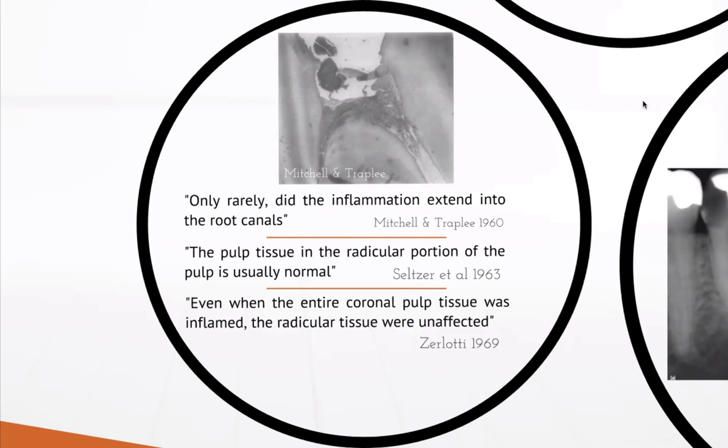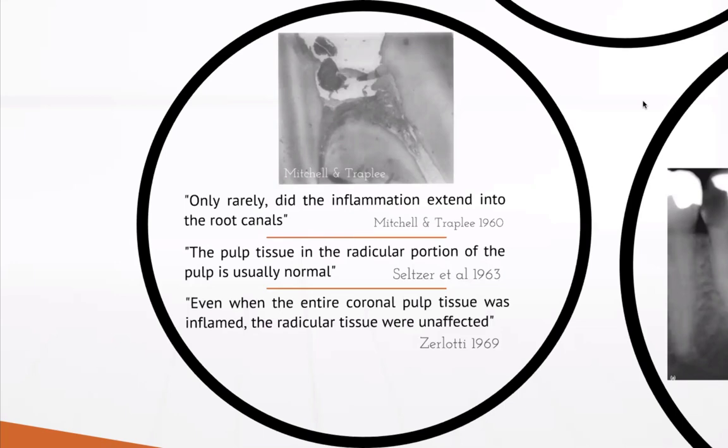If you see any slide of deep caries, you're going to see that the site of infection has a lot of inflammatory cells. The rest of the pulp is fine. And that is not new. Mitchell found that only rarely did the inflammation extend into the root canals. Seltzer also commented that the pulp tissue in the radicular portion of the pulp is usually normal. Zerlotti found that even when the entire coronal pulp tissue was inflamed, the radicular tissue was unaffected.